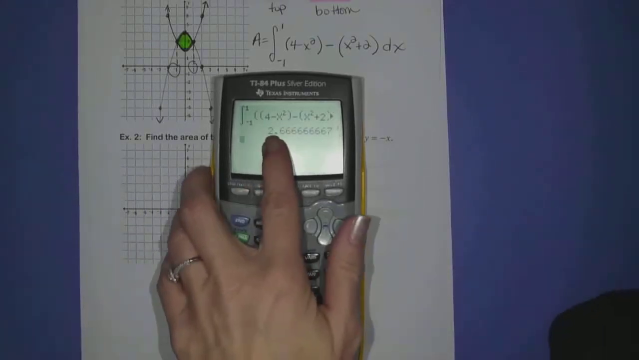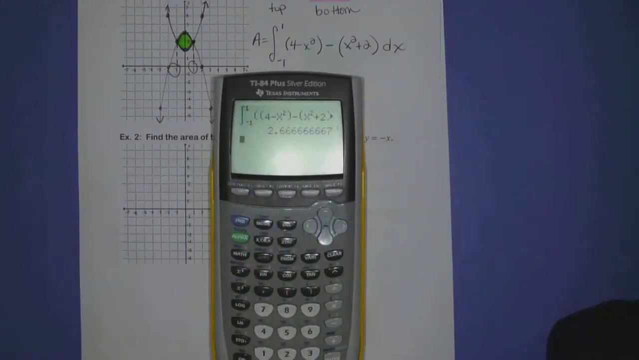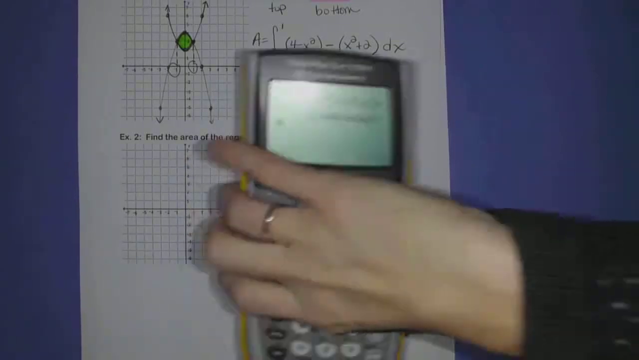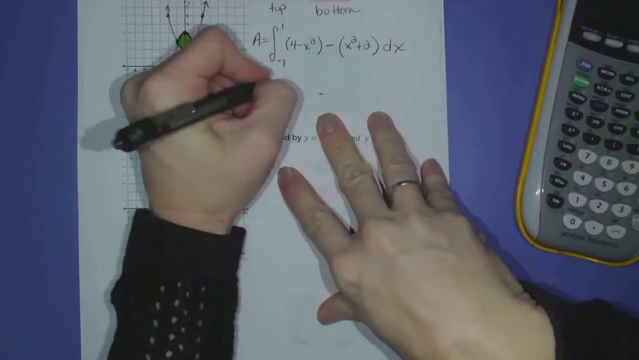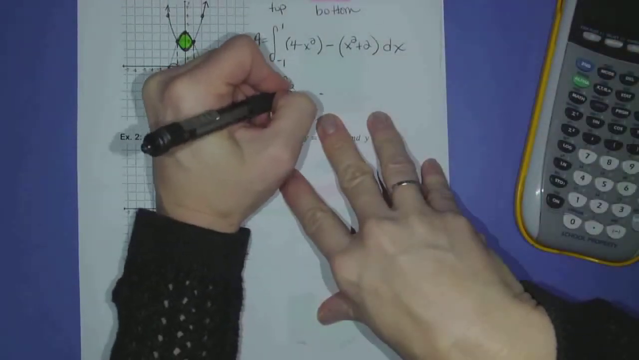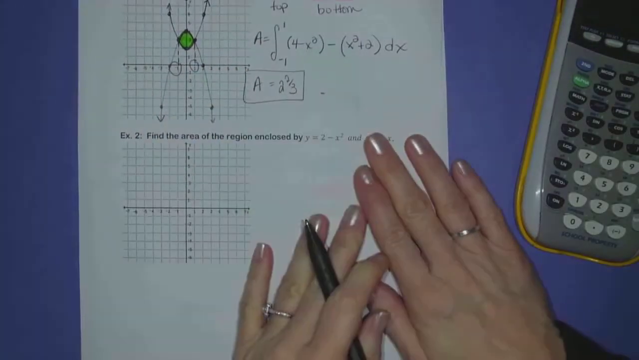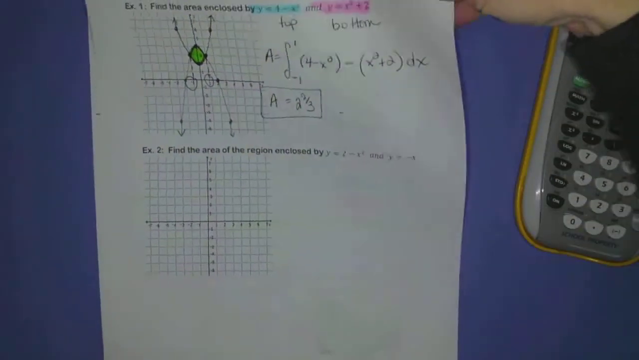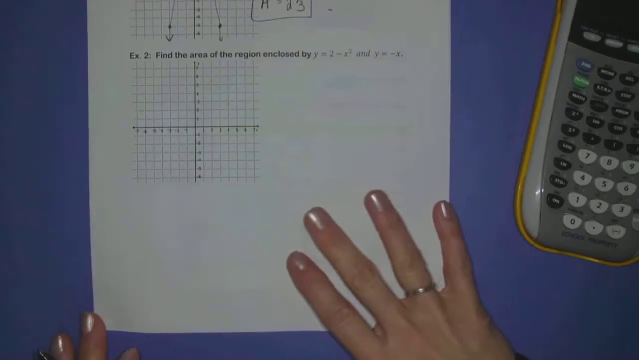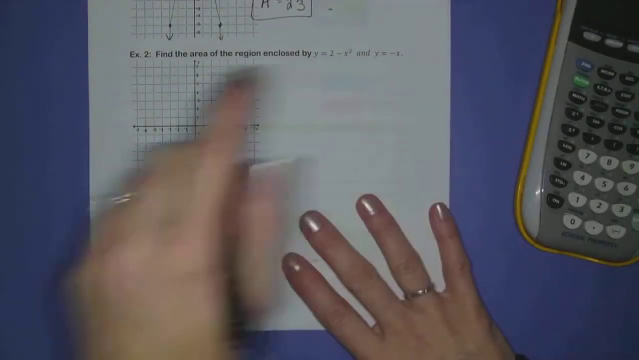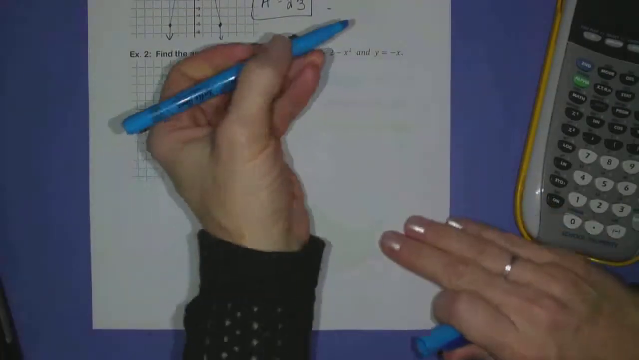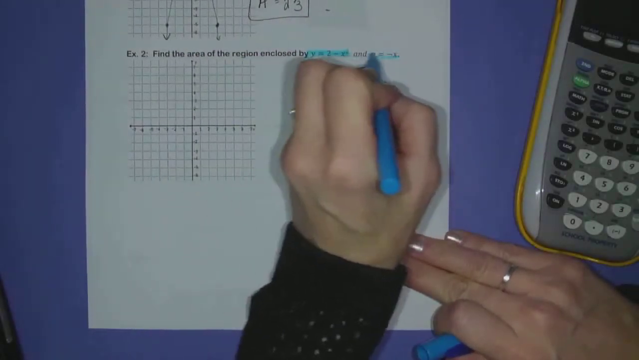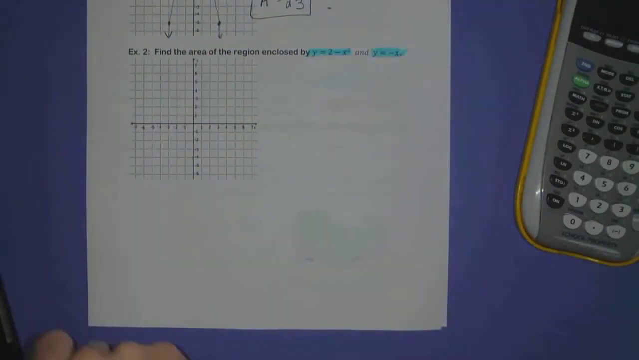Okay, so it looks like I'm getting 2.6 repeating. I'm going to go ahead and call that 2 2/3. So my area is equal to 2 2/3. How easy was that? Okay, let's look at the next one. Find the area of the region enclosed by, and then they give me two graphs. Got a quadratic with a linear. Okay, so I have to start by graphing.